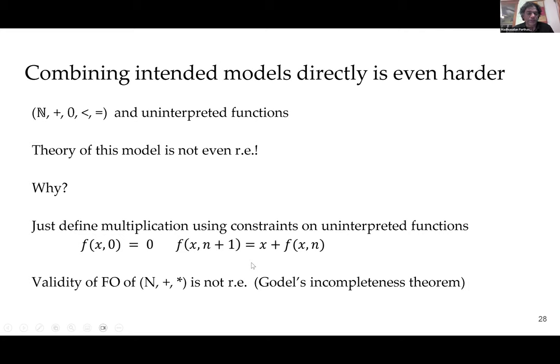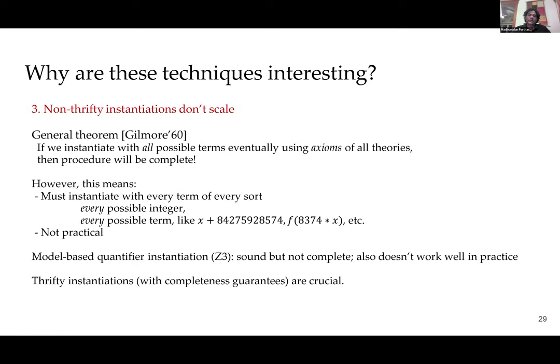You can define multiplication. So validity of natural numbers with addition and multiplication thrown in is not RE by Gödel's incompleteness theorem. The third reason is that we are looking at very thrifty instantiations.